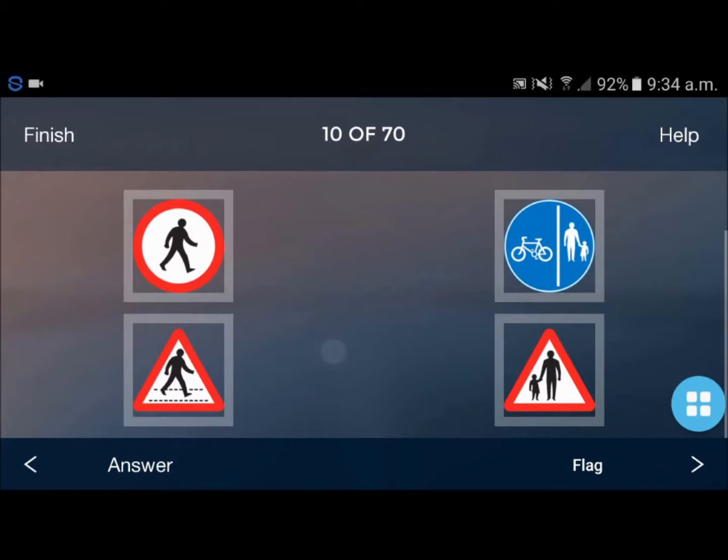You're coming up to a roundabout. A cyclist is signalling to turn right. What should you do? Give the cyclist plenty of room. Which of these should you allow extra room when overtaking? And the answer is bicycle.